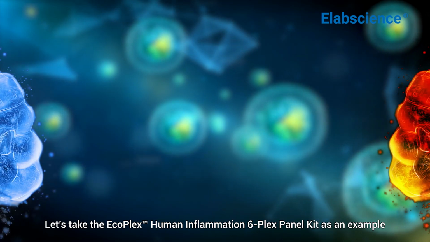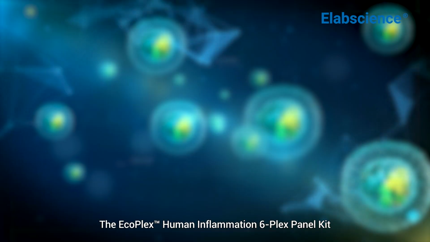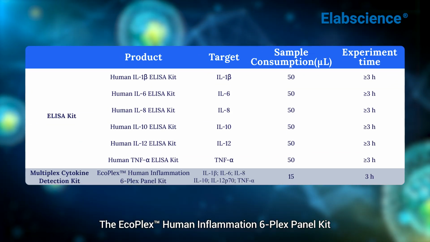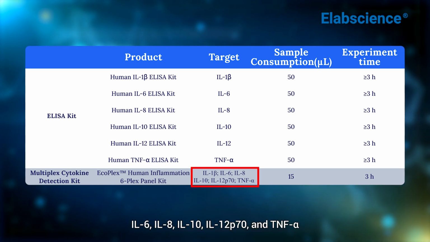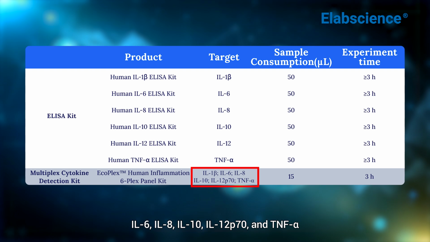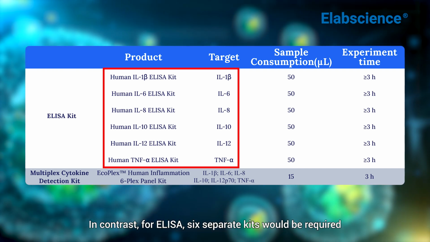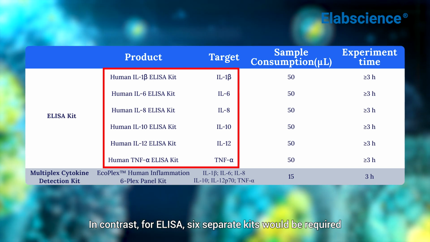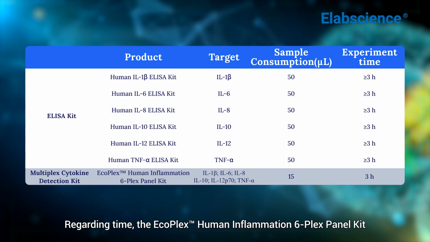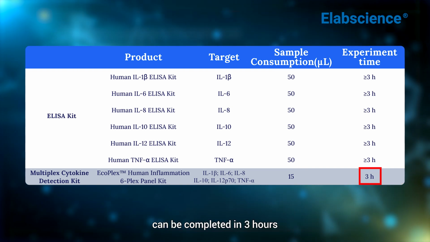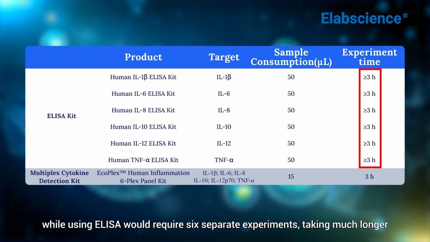Sample consumption. Let's take the EcoPlex Human Inflammation 6-plex panel kit as an example and compare it with ELISA. The EcoPlex Human Inflammation 6-plex panel kit can simultaneously detect 6 cytokines: IL-1 beta, IL-6, IL-8, IL-10, IL-12, and TNF-alpha, using only 15 microliters of sample. In contrast, for ELISA, 6 separate kits would be required, consuming 300 microliters of sample. Regarding time, the EcoPlex Human Inflammation 6-plex panel kit can be completed in 3 hours, while using ELISA would require 6 separate experiments, taking much longer.